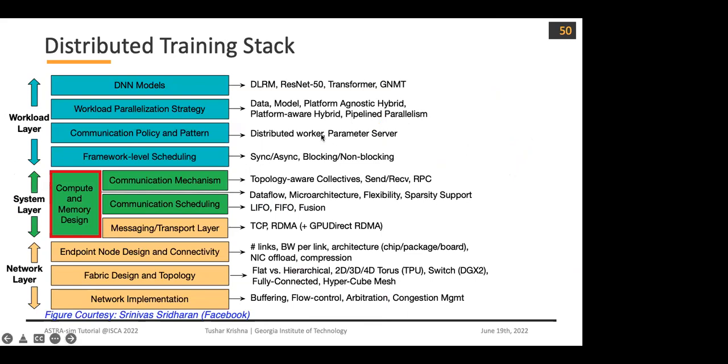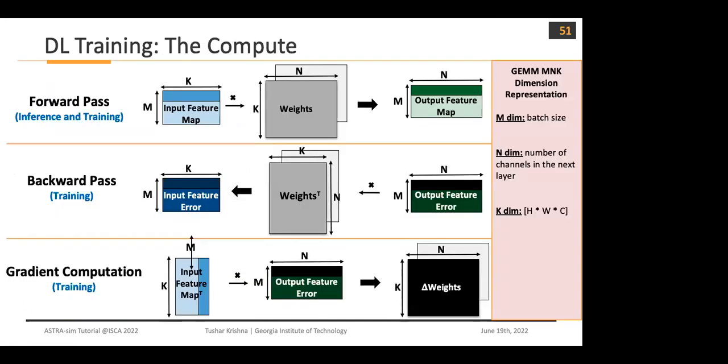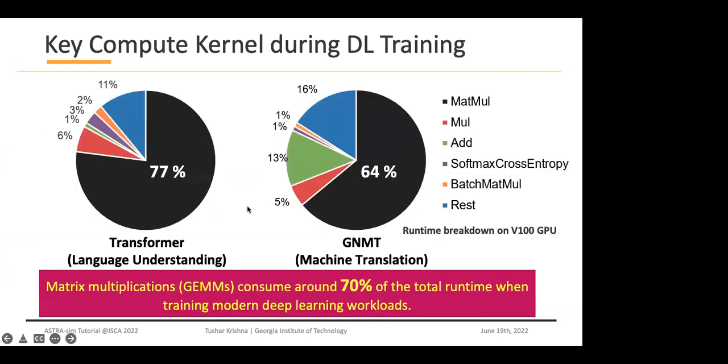Okay, so that's kind of the workload layer, right? So now if we move on to the compute and memory design layer, the compute that you care about in deep learning is typically a matrix multiplication. That's the most dominant part. You have a matrix multiplication in the forward pass, and the gradient computations also map to matrix multiplication, which is why this is just some data showing how much these matmul operations dominate in deep learning.